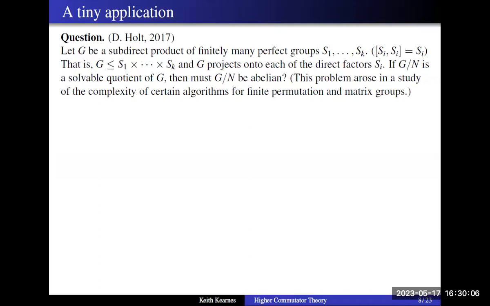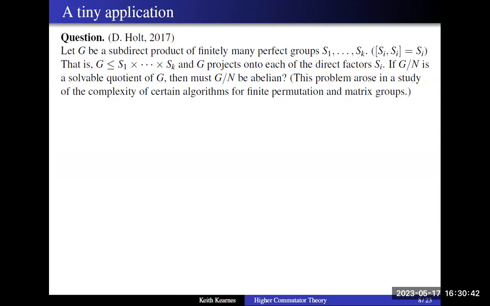So Derek Holt is a group theorist at the University of Warwick, and he works in computational group theory, and he asked this question. Let G be a subdirect product of finitely many perfect groups. Perfect group means, here, Si is perfect means that Si commutator itself is Si. If you start at the top, at the whole group, and start taking derived subgroups to see how far down you get, you don't go anywhere. The first derived subgroup is itself. It's its own commutator subgroup. That's the definition of perfect.